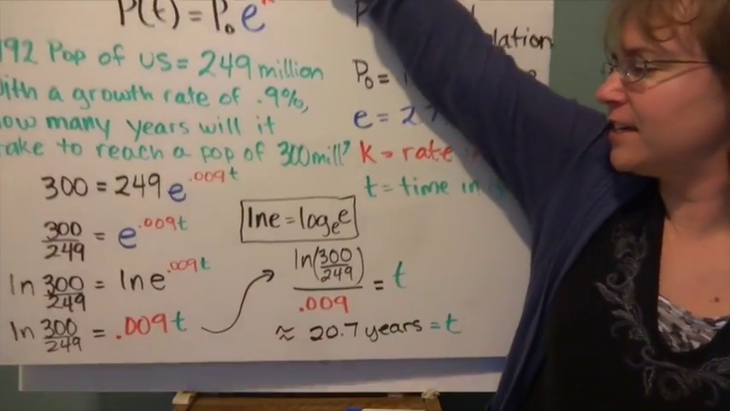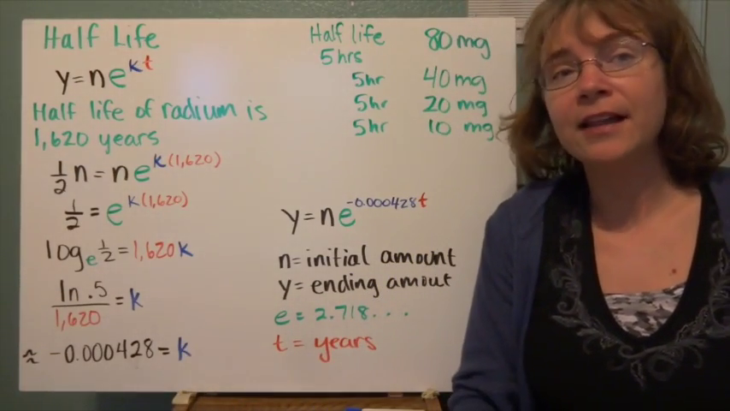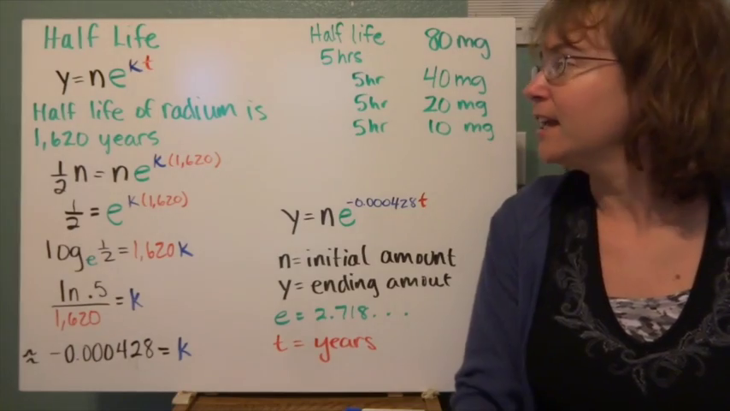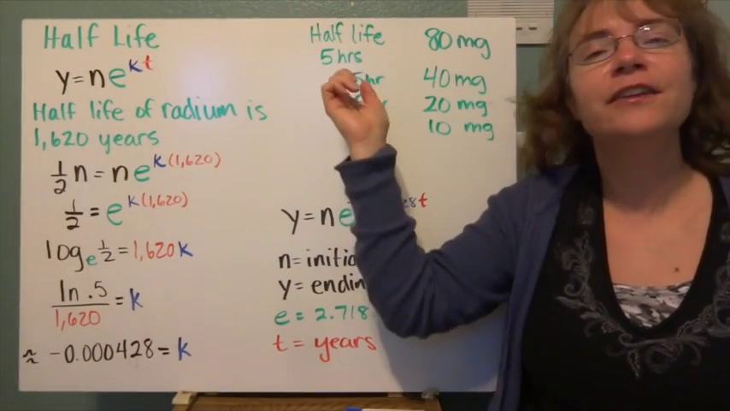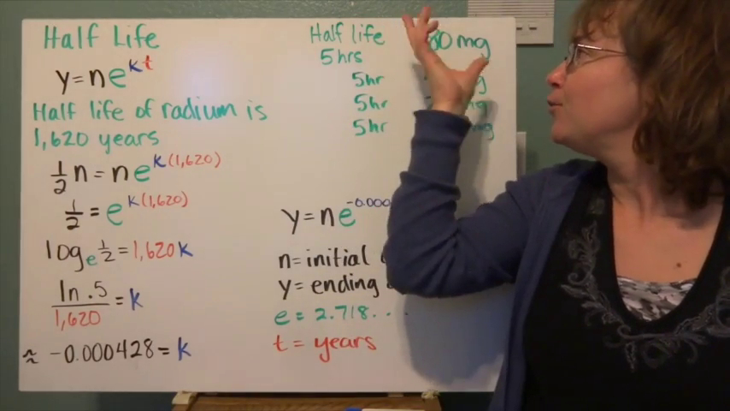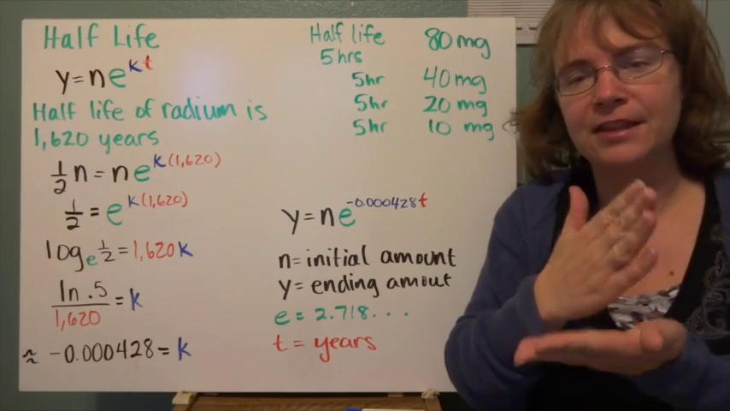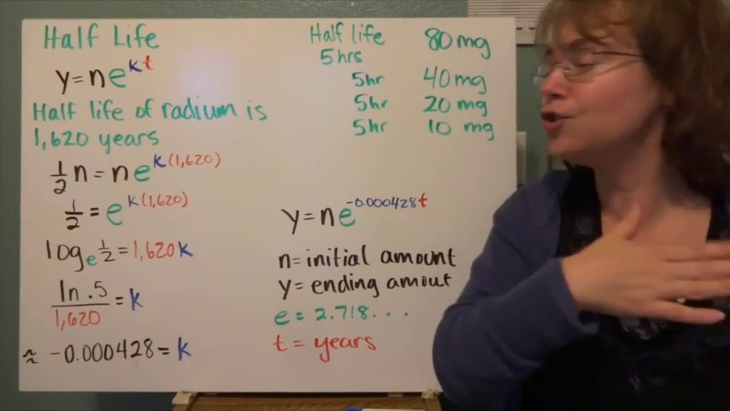So let's look at another example, and this is a half-life example. Half-life is an example of exponential decay. What's happening in a half-life, oftentimes it's used with medicine or radioactive decay. So if you put a certain amount of medicine in you, it cuts by a half the amount that's in your system and continues to do that.